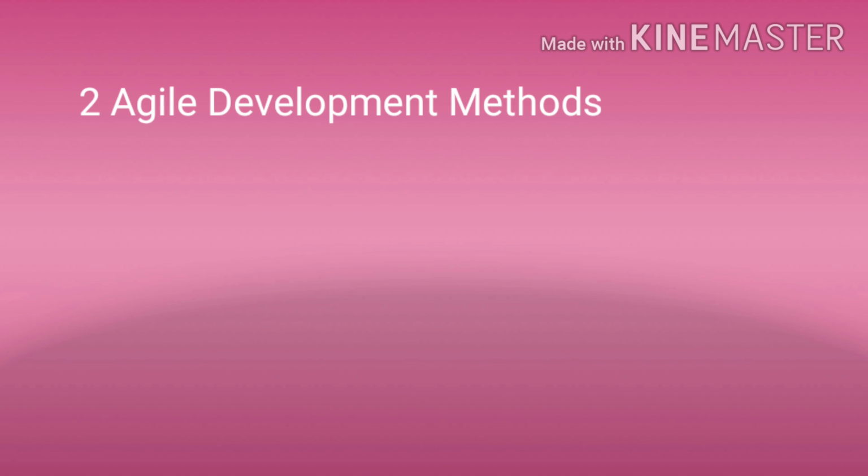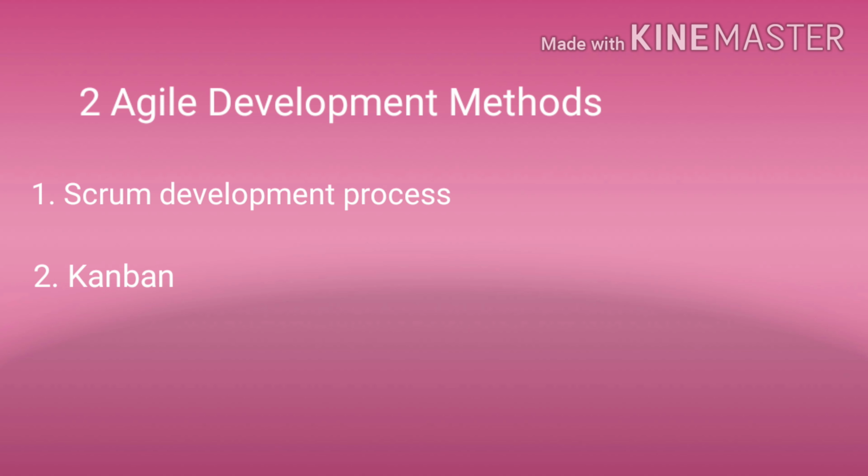Agile development has two methods. First is the Scrum development process. Second is Kanban. In the next video, it will show you how these two differ from each other.